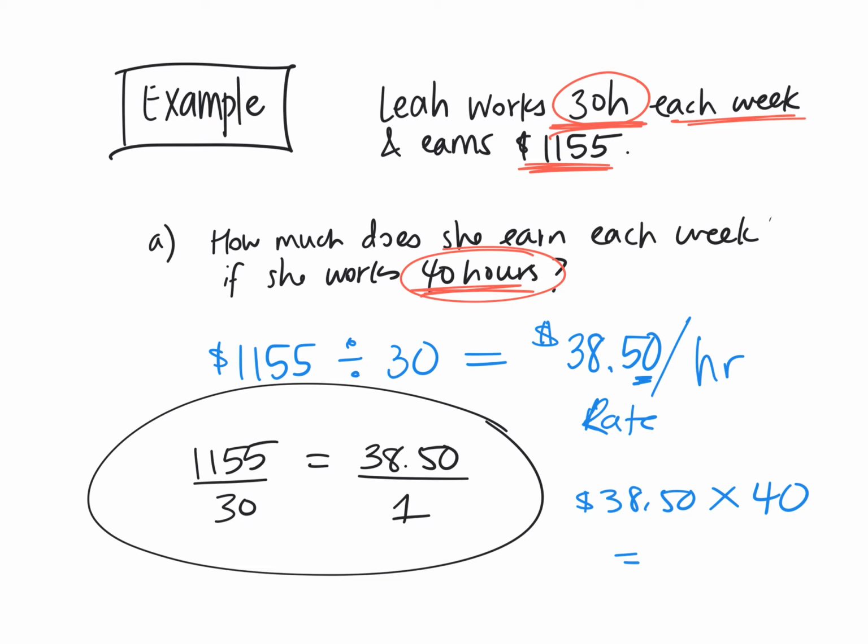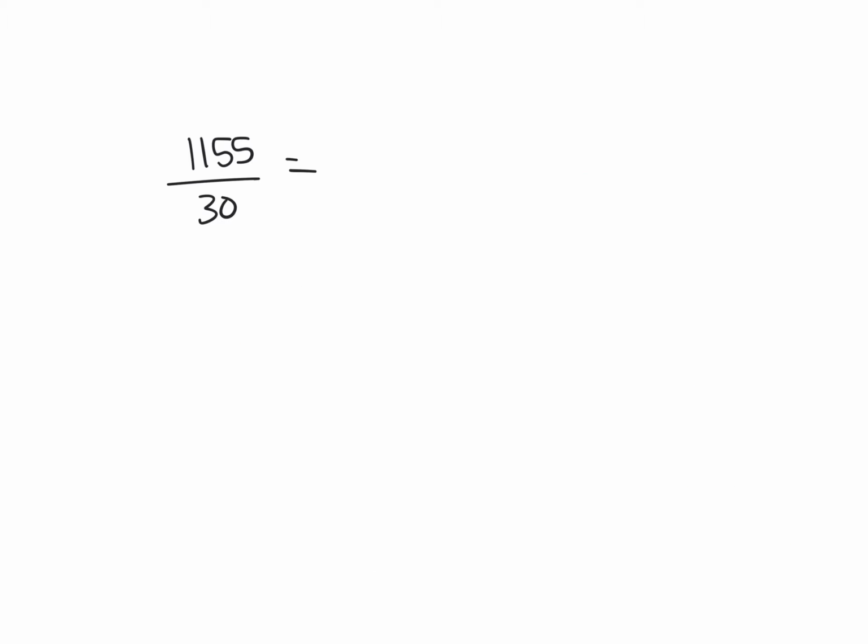Okay, so 38.50 times 40. Yes, Arsma? $1,540. Does everyone understand what I did there? Another way we could have done this, different methods. Who likes this method better? Okay, another way we could do this, again, we can write the ratio.